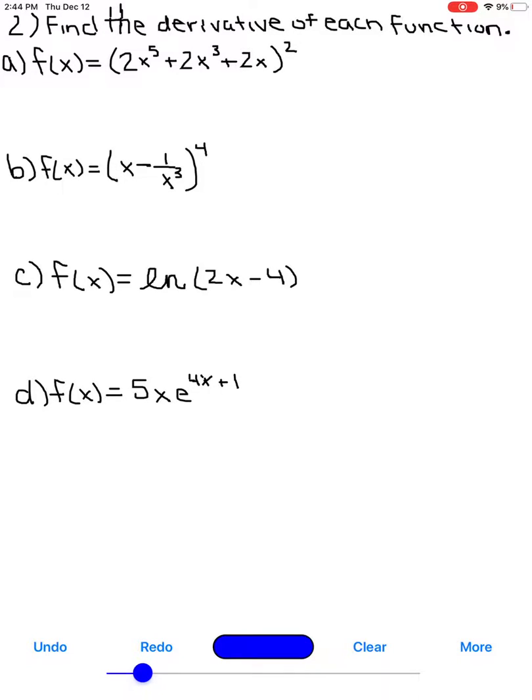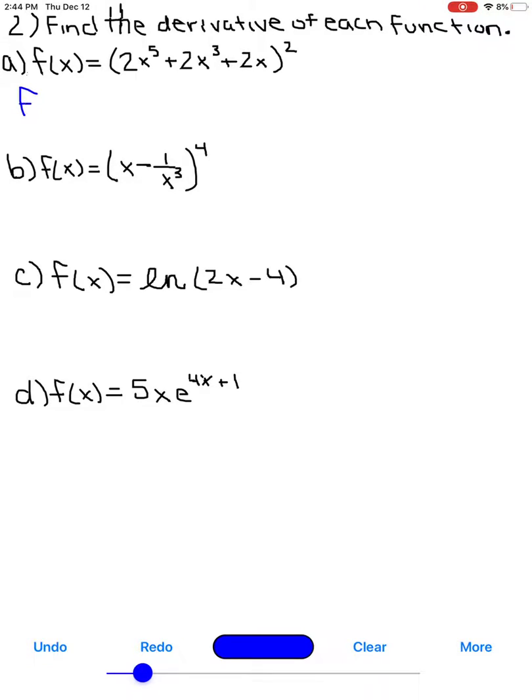For number 2, we will find the derivative of each function. Part A gives the function f of x equals the quantity 2x to the fifth plus 2x cubed plus 2x, quantity squared. In this case, we will use the chain rule, where you take the derivative of the quantity times the derivative of the inside.